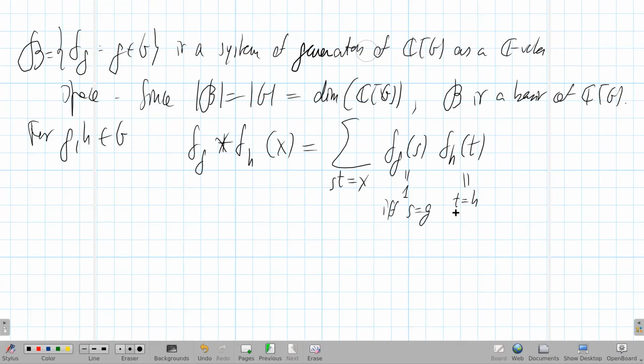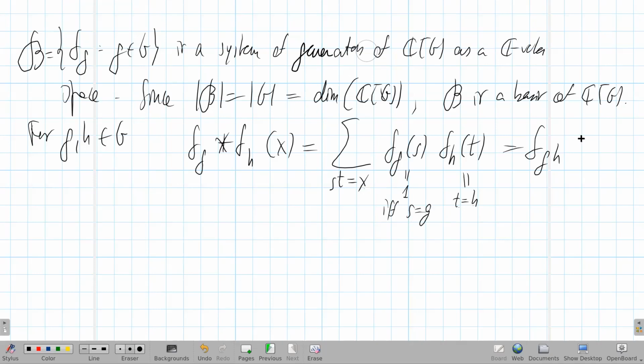And so you see that the only X for which there is a term different from 0 is when S is G and T is H, so when X is GH. So this will be exactly delta GH. Because you see, the only summand here which is different from 0 you obtain when S is G and T is H. That is when X is GH, okay?